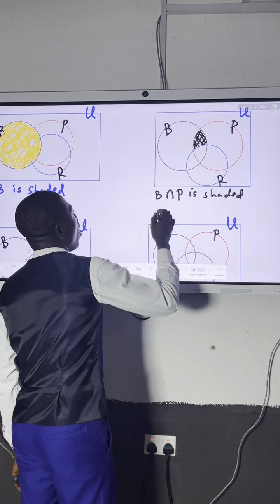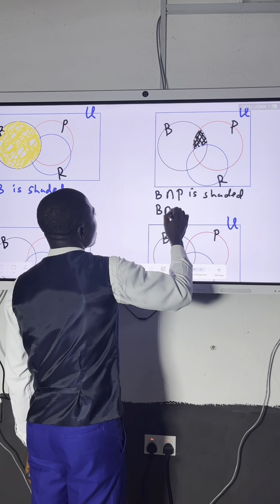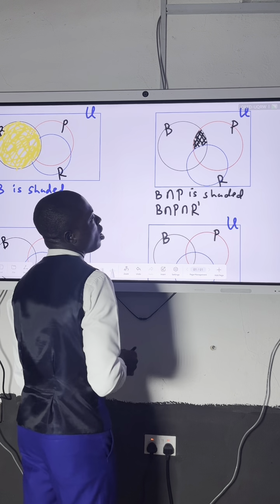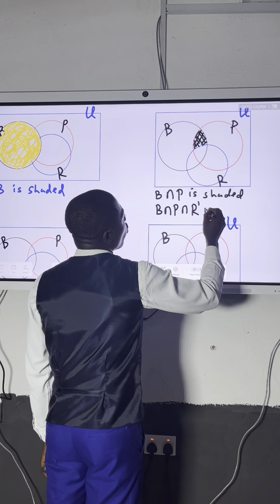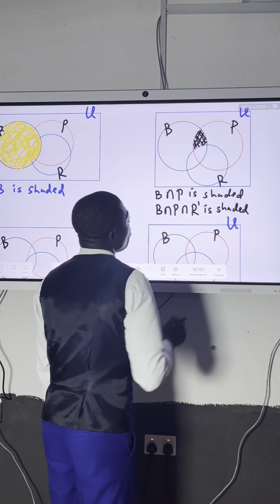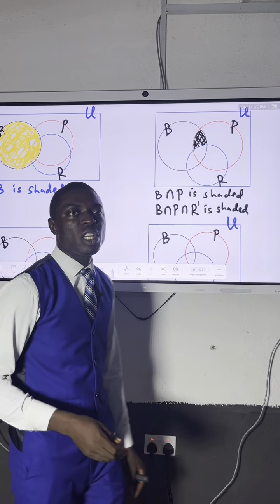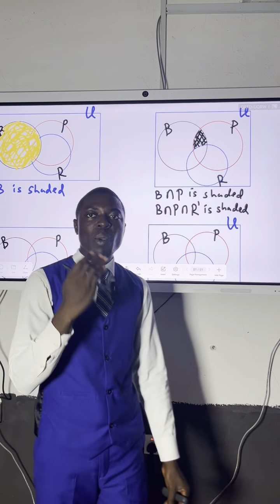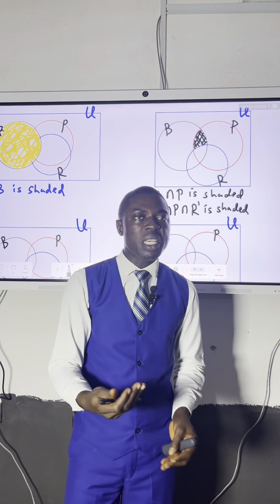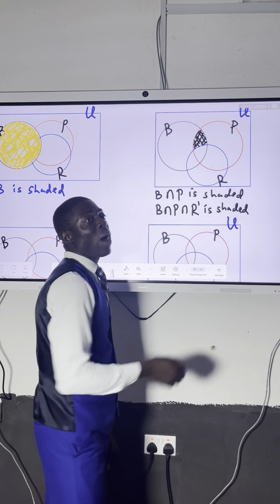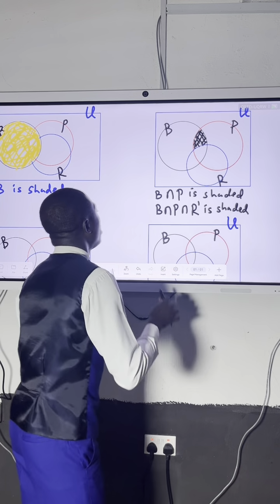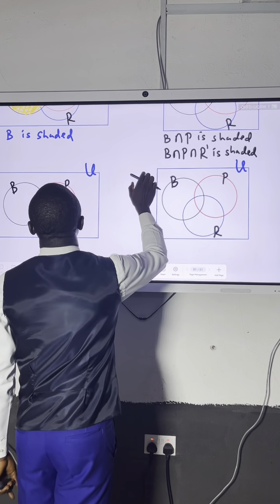Or I will say B intersection P intersection R complement is shaded. That's another way of describing that shaded portion. It means B intersection P is the place that is common to B and P. Now, complement on R means that R is not involved. That's what it means.